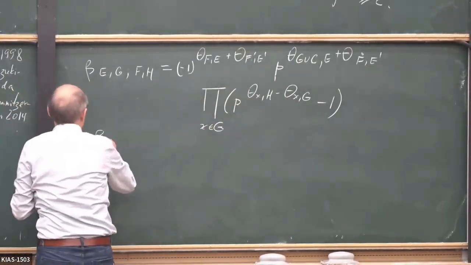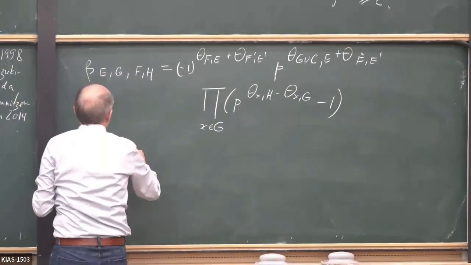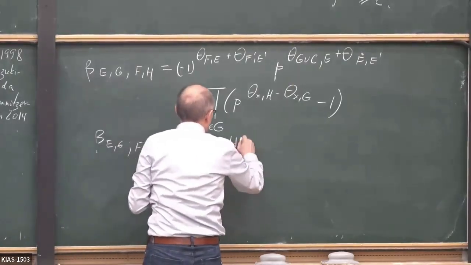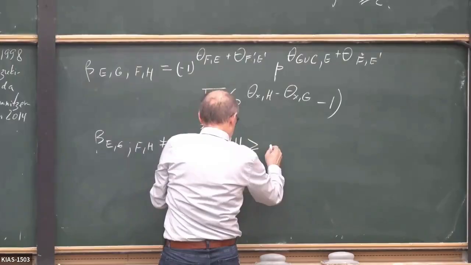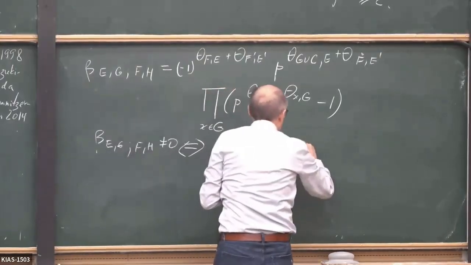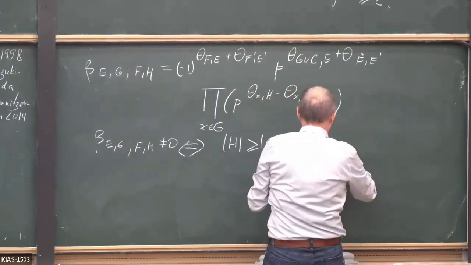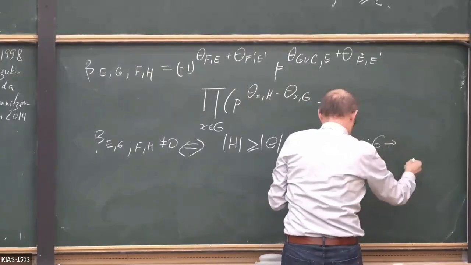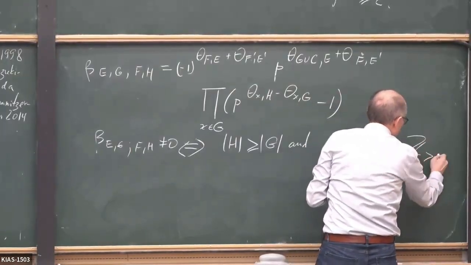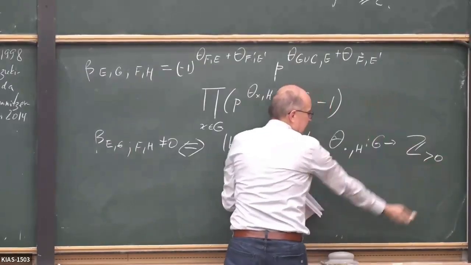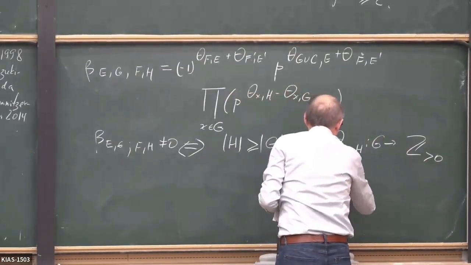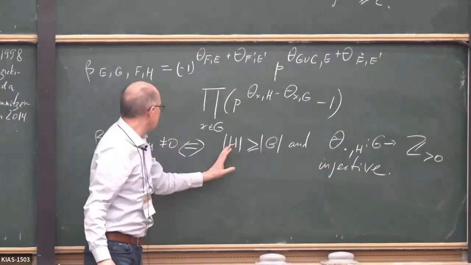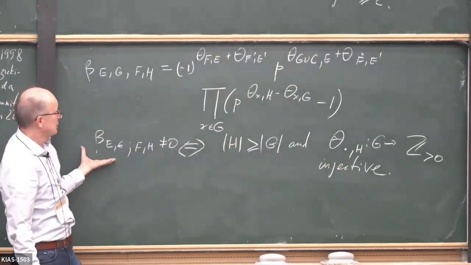And just a remark: beta(E, G; F, H) is non-zero if and only if the size of H is at least the size of G, and this map theta dot H, which maps G to Z, should map Z to strictly positive integers injectively. So if these conditions are fulfilled, then this factor is non-zero.